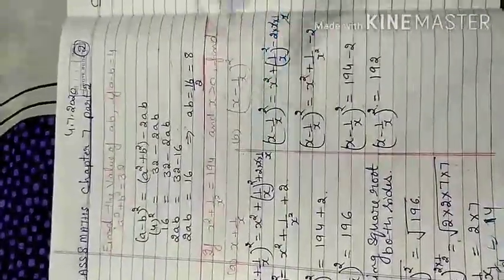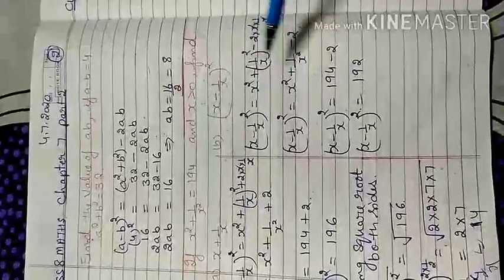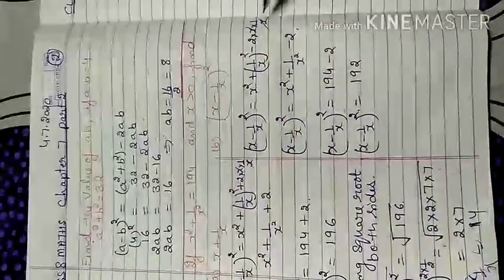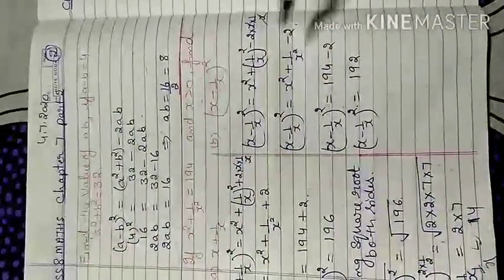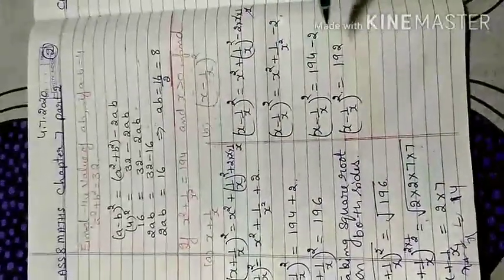Now for (x − 1/x)², here you can directly apply the formula: first term squared plus second term squared minus 2 times first term into second term. x will be cancelled, only 2 is left. x² + 1/x², the value given to me is 194, minus 2 gives me 192, which is my required answer.